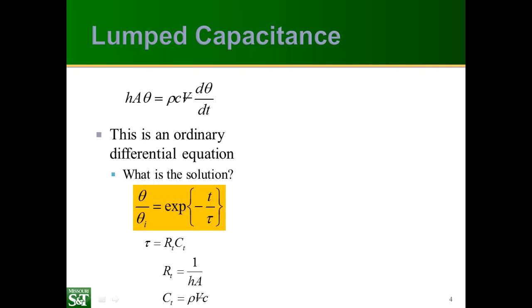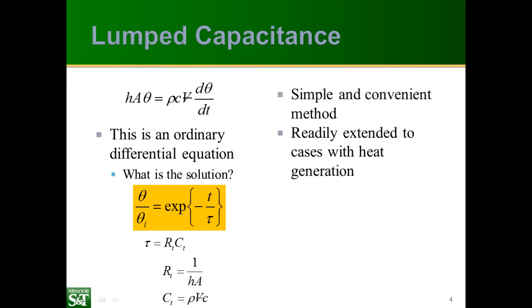Here your thermal resistance is 1 over convection coefficient times surface area, and your capacitance is density, volume, and specific heat. So here, this represents the resistance to heat moving out of the object, and this represents the capacity or capacitance of the material to absorb heat. So in this way, the lumped capacitance model behaves much like a thermal circuit, or an RC circuit in electrical circuit analysis. Now, this is a pretty simple and convenient method.